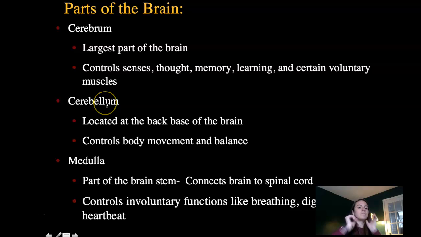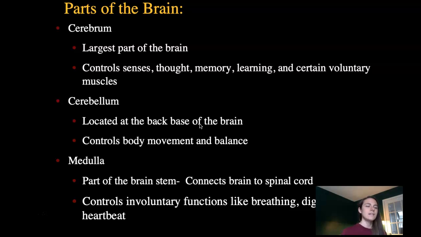The cerebellum is back here. The cerebellum's a little part in the back of the brain. It really actually just means little brain. And it's located at the base of the brain, and it controls your balance and your awareness of your body in space. So if you were to close your eyes and touch your nose with your finger, the only reason you know where your nose is without looking is because of your cerebellum. It tells you where your body is in space, keeps you balanced, gives you coordination.